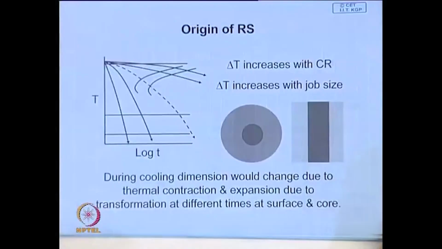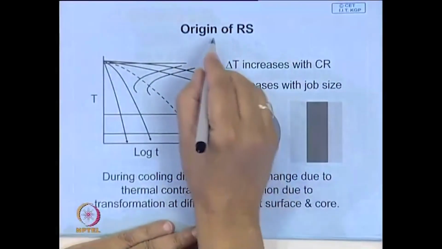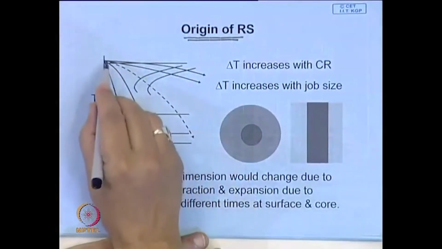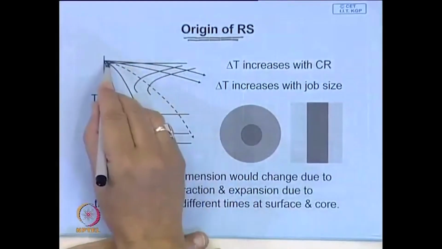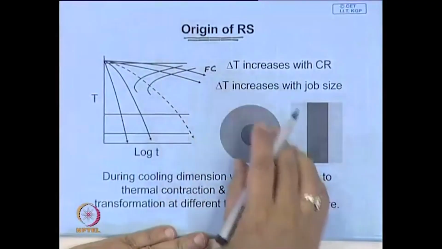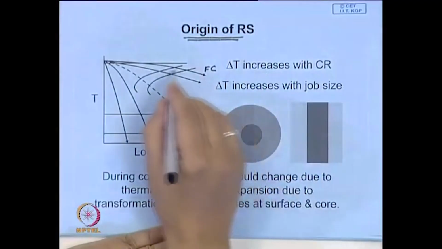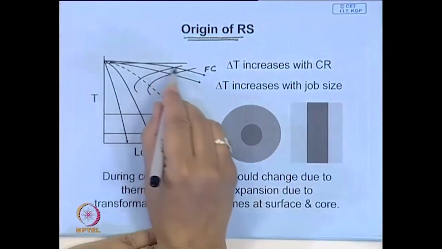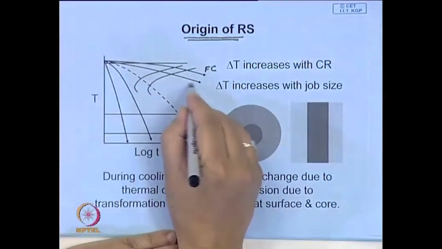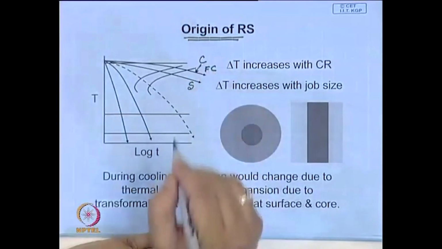So, let us look at it in a little more detail, and then we will appreciate that which was mentioned earlier, the origin of residual stresses. Suppose you are cooling in air, or in a furnace. So, this is a job, and the dimension of the job will determine the rate of cooling at the surface. At the surface the cooling rate will be faster. So, this is the surface cooling rate, this is the center cooling rate at the core.